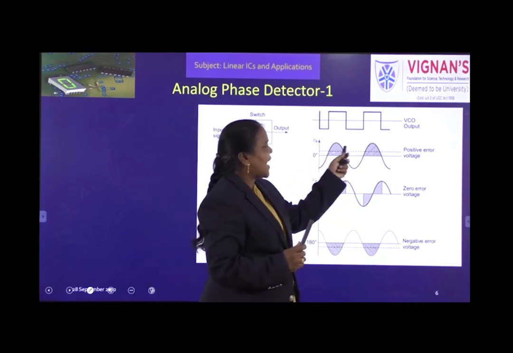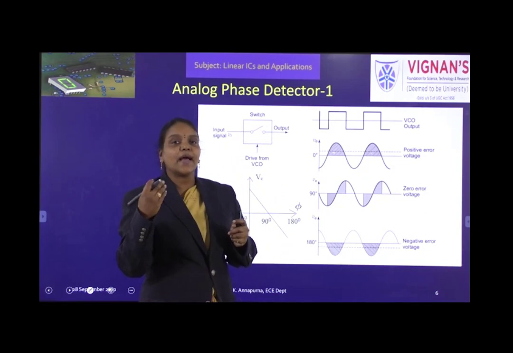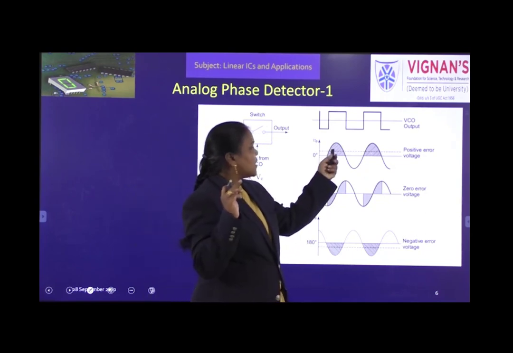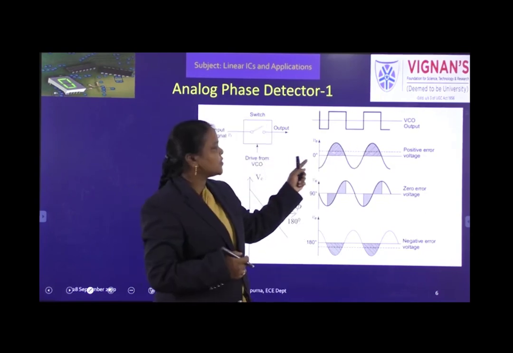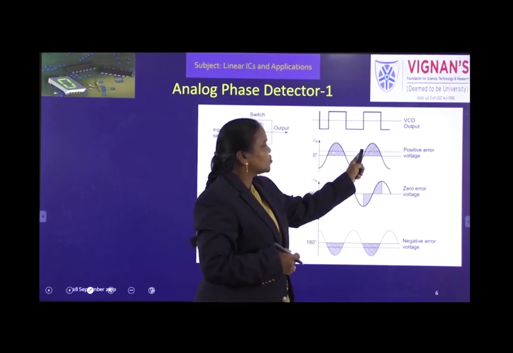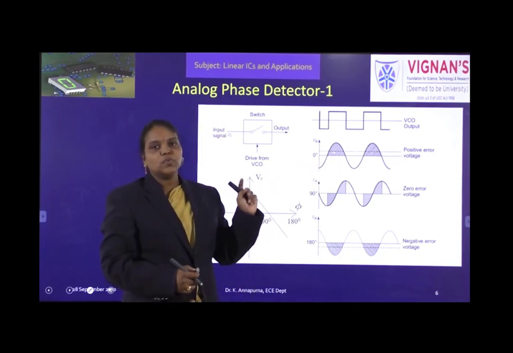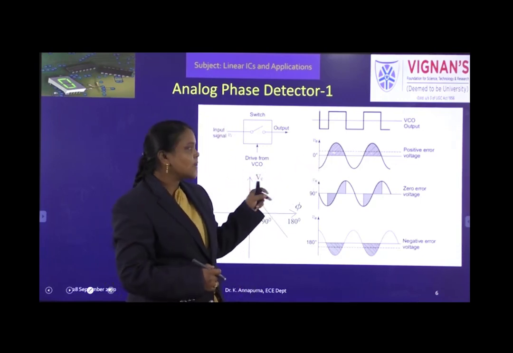And we are passing this through a low pass filter, which means we are taking the average signal. So what is the average of these? All are positive values, so we will get some positive average, which is shown as these dashed lines. Okay, some positive control voltage or error voltage.